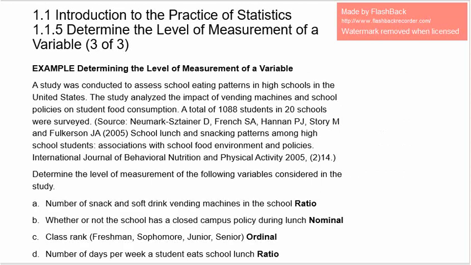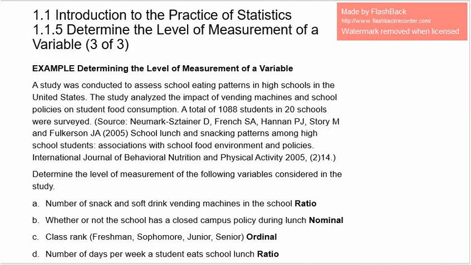Let's look at this example and determine the level of measurement of a variable. A study was conducted to assess school eating patterns in high school in the United States. The study analyzed the impact of vending machines and school policies on students' food consumption. A total of 1,088 students in 20 schools were surveyed, and the source is stated right there. Determine the level of measurement of the following variable considered in the study. Number of snack and soft drink vending machines in the school.